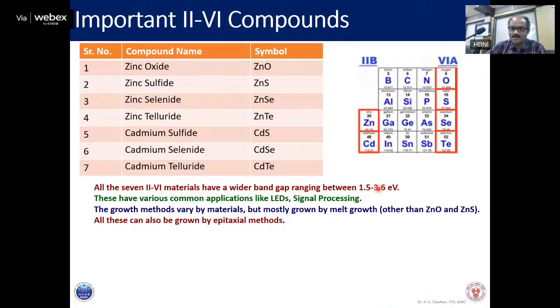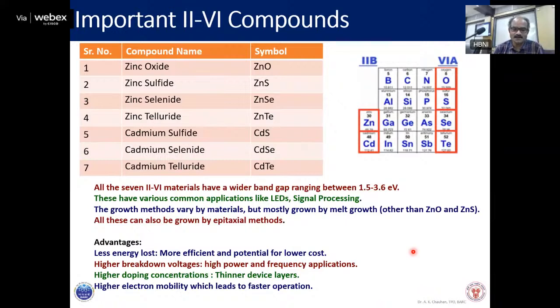So here the band gap is relatively high, and the common applications for these 2-6 elements are LEDs and signal processing in many cases. The growth methods vary by materials, but mostly they are grown by melt growth. Zinc oxide cannot be grown by melt growth. Similarly, zinc sulfide also has some other issues. These materials can also be grown by epitaxial methods.